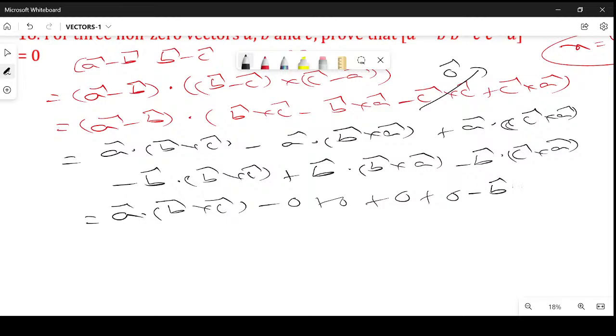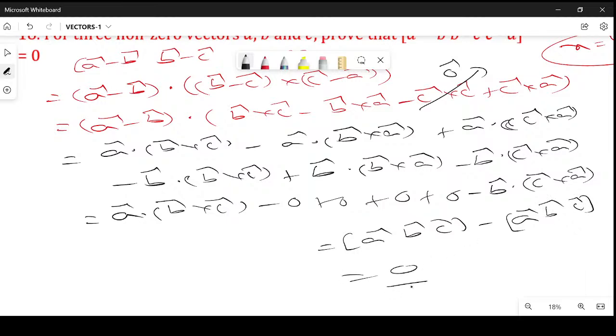Minus b bar dot c bar cross a bar. See here, the first one is box a bar, b bar, c bar, minus this also. This is a cyclic box a bar, b bar, c bar. The result will be 0. That will be your answer. Like this you can prove that. This is a method to simplify this problem.